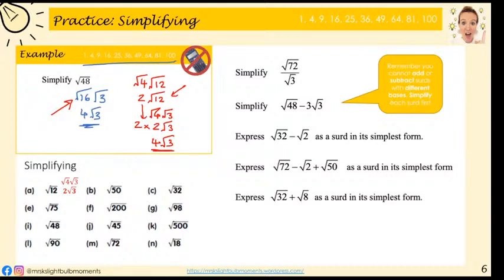Moving on to question B. I can write this one as root 25 root 2 because the largest square number that goes exactly into 50 is 25 and it goes in twice. Root 25 I can simplify to 5, so my answer is just 5 root 2.